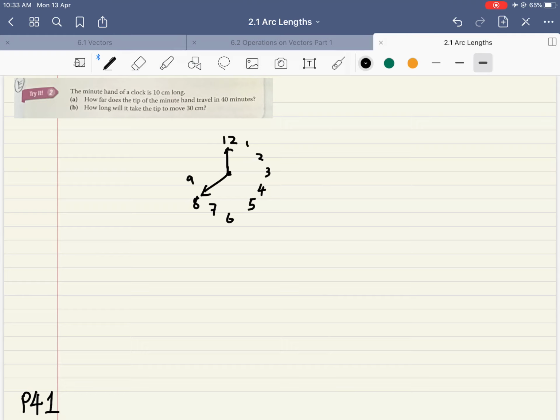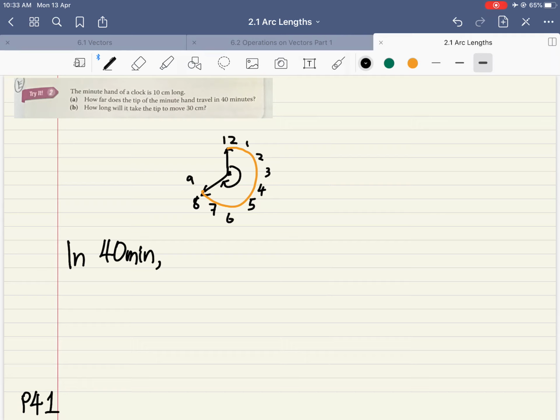So from here to here, what is this angle over here? Basically we need to find the angle first, and once we have found the angle, they ask how far the tip travels. So we're trying to find the length of this arc in orange. Now I will begin to find the angle of rotation in 40 minutes.